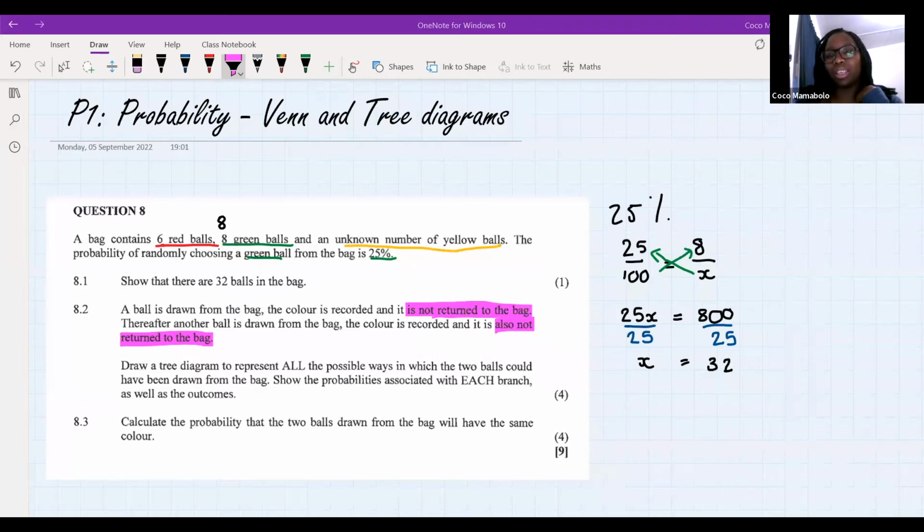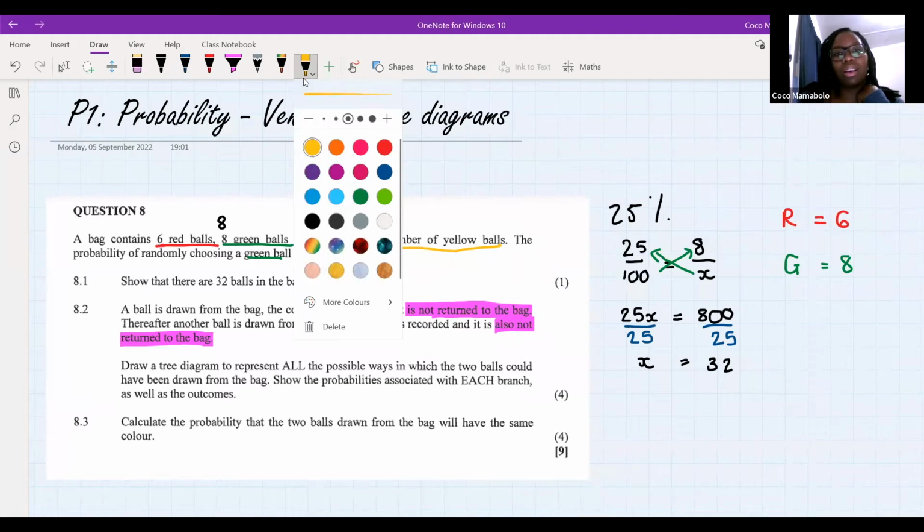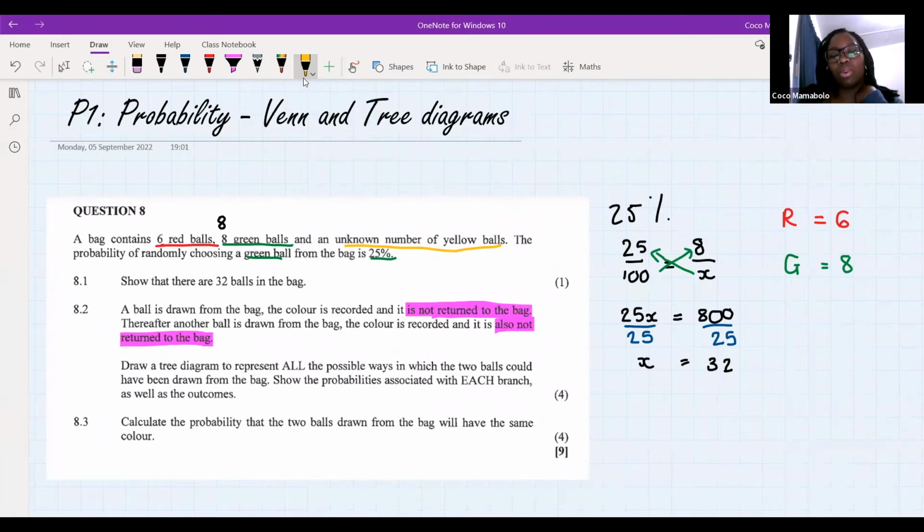Before we do that, I think it would be helpful for us to write down the information we do have. We know that we have 6 red balls, so R is equal to 6. And we've got 8 green balls. So look at me not writing green properly. G for green is 8. And because there are an unknown number of yellow balls, that would just be the difference.